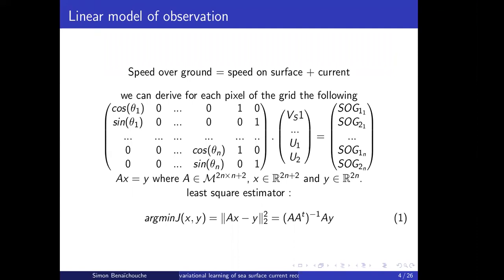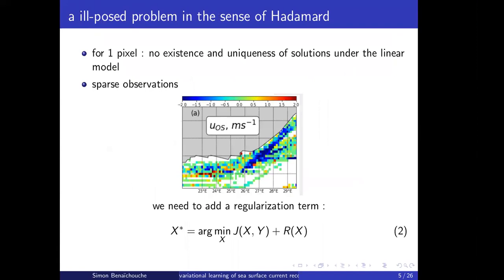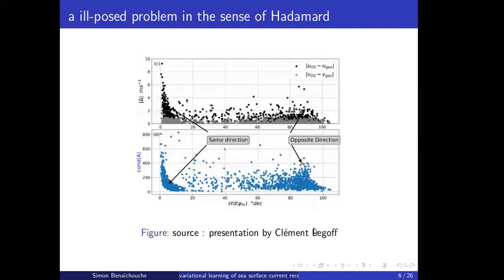But it's a hard problem because it's not a well-posed problem in the sense of Hadamard. For example, you can have no solution under this linear system. You can have an infinite number of solutions, and you also have a problem if you don't have any observation on a pixel. You have to do an interpolation. So typically, to solve this kind of ill-posed problem, we add a regularization term, and we solve this kind of optimization problem.